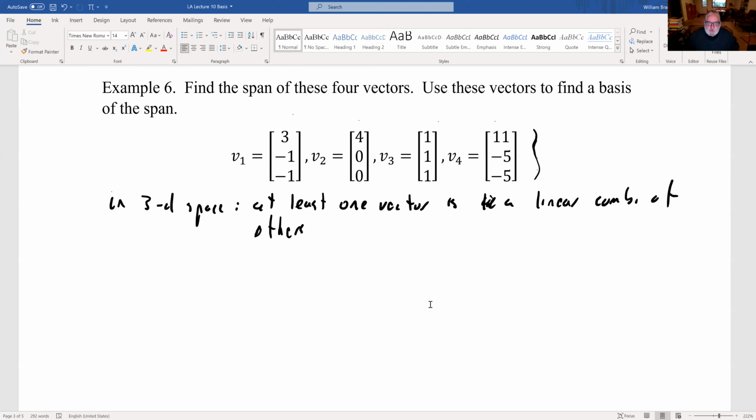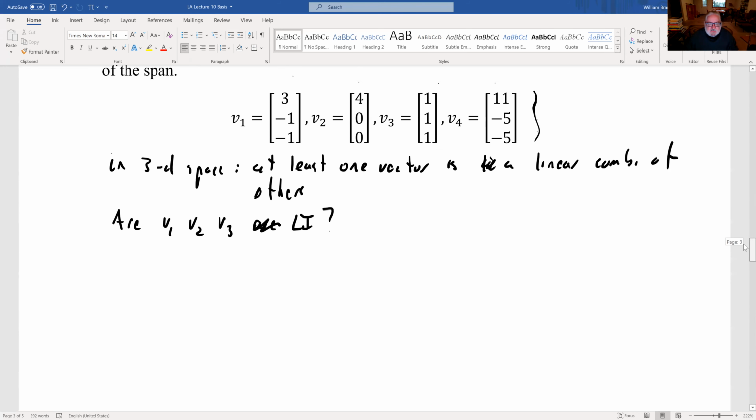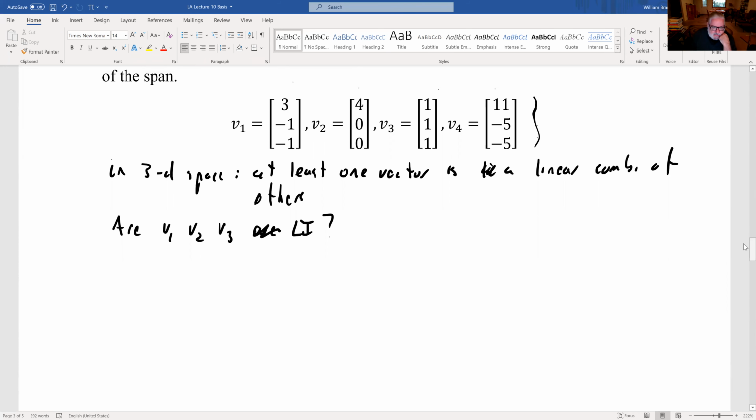So v4 looks kind of tedious because it's got lots of big numbers in it. So we will look at just v1, v2, v3, because it's the most number of vectors that could be linearly independent. So when I'm testing for linear independence, I can put the vectors into the matrix in whatever order I want. So I'm going to start with 4, 0, 0, and then I'll put in the vector 1, 1, 1. So this is v2, v3, and then v1 is 3, minus 1, 1.